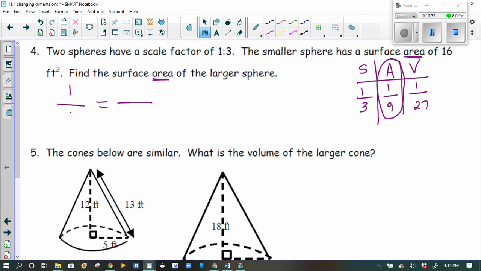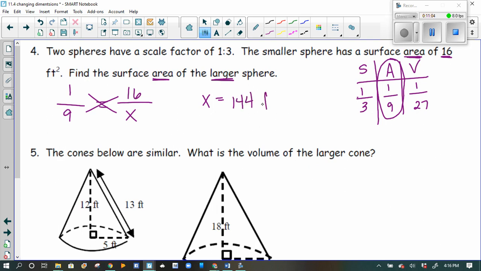So that's 1/9. Now, it says the smaller sphere has a surface area of 16. Since 1 is smaller than 9, 16 will go in the top with the smaller number, and we're looking for the larger area. So we cross multiply. 1 times x is x, and then 9 times 16. So 9 times 16 is 144.